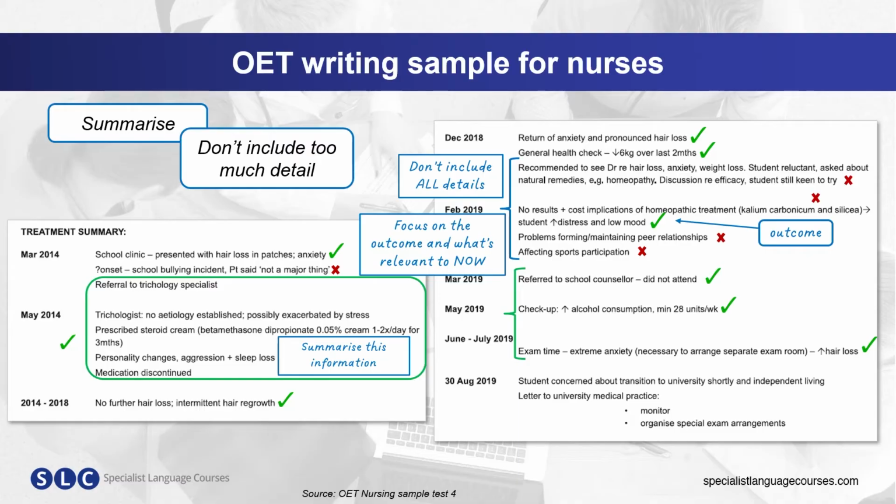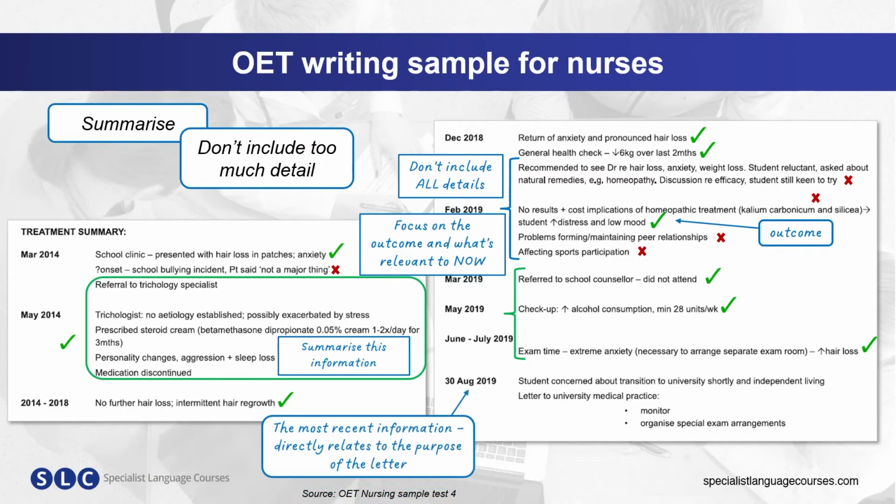And the 30th of August contains the most recent information, and it directly relates to the purpose of the letter. So include all of it. It also includes what needs to be requested from the reader.